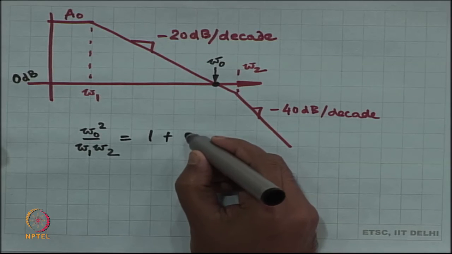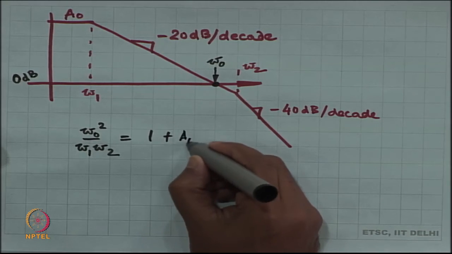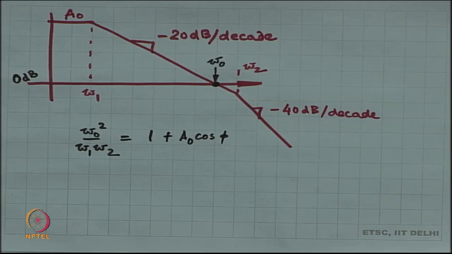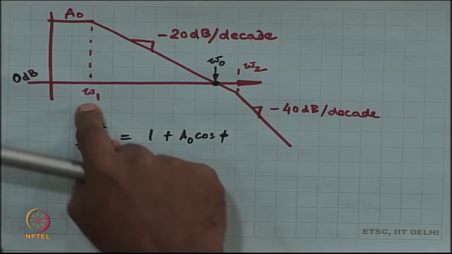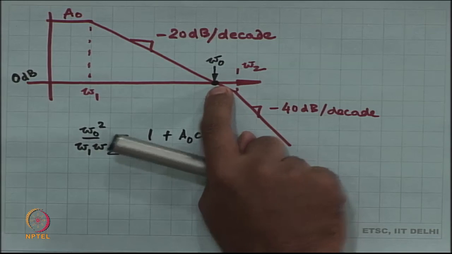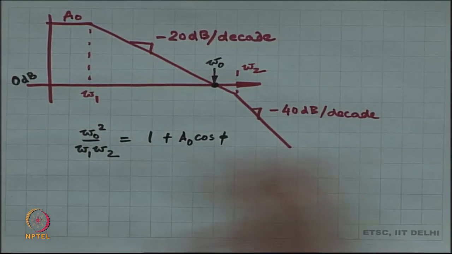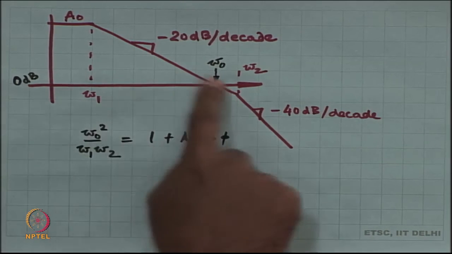one plus a naught cos phi. Yeah, something like this. Okay. So, if I know the value of omega 1, omega 2, then I know the value of omega naught. If I just look at the Bode plot, if you say that omega 2 is much higher, omega 2 is a large frequency, right. Do you see something happening between omega 1 and omega naught?